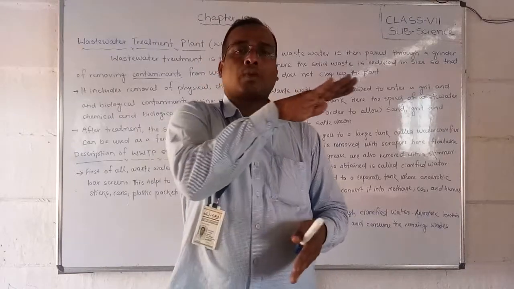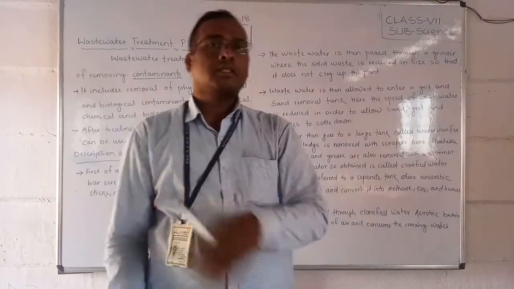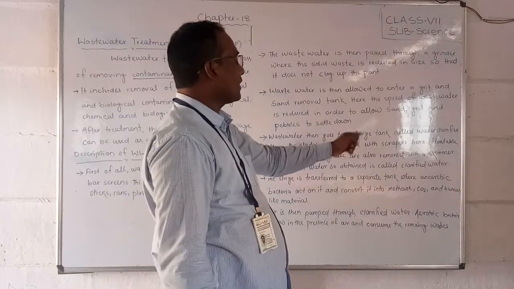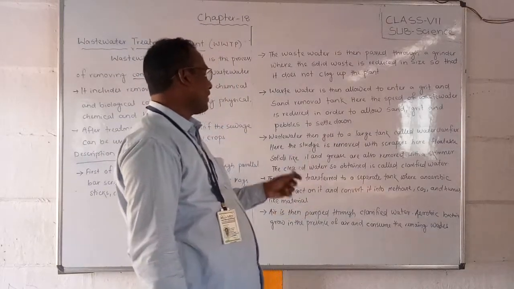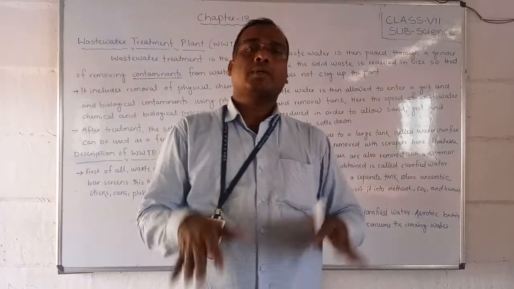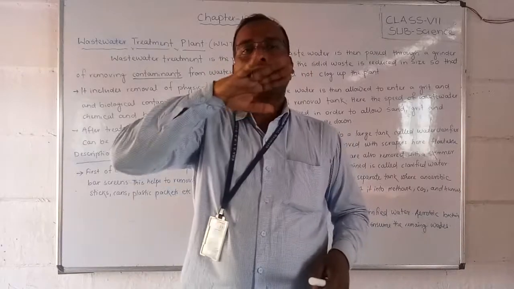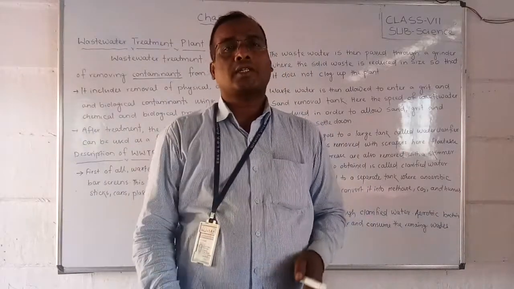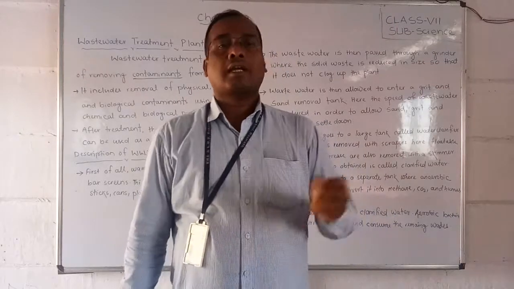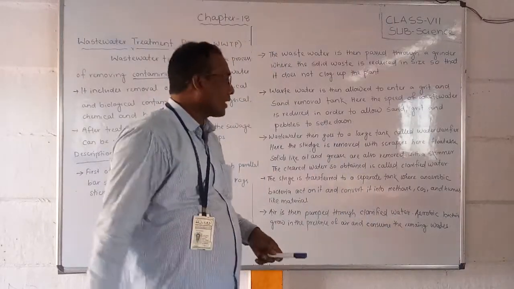So after that, the upper water will go to the next tank. Wastewater then goes to a large tank called the water clarifier. After the sand, pebbles and other things settle down, the remaining upper water goes to the next big tank, which is called the clarifier tank.